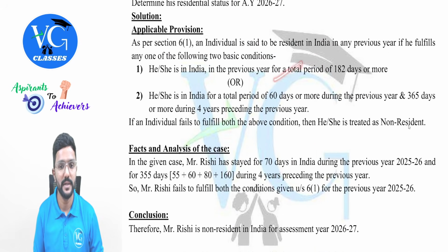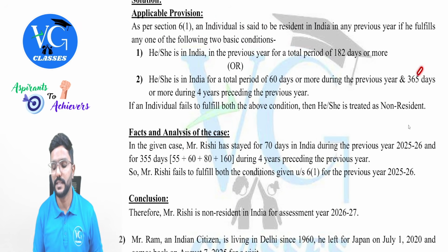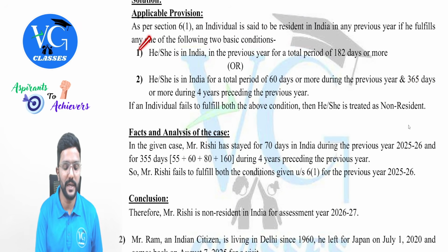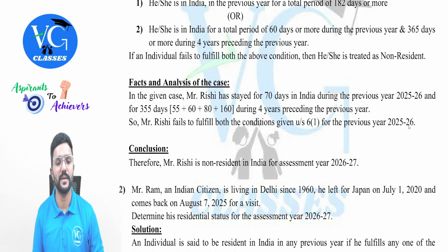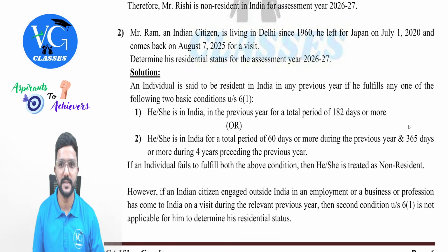Okay, this is satisfied. Then the last 4 years put together, 355 days. So 365 is not satisfied. So both the conditions are not satisfied under section 6(1). So he would be a non-resident in India. Got it?